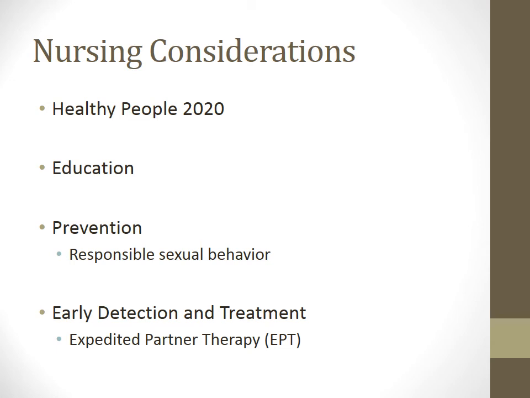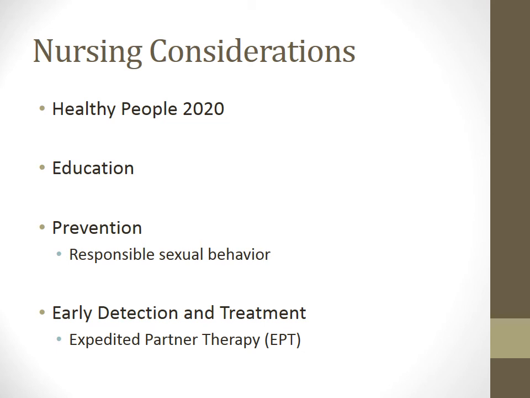Abstinence, of course, is the only 100% surefire way of ensuring that you will not get a sexually transmitted disease. However, we as nurses need to be realistic in the fact that we need to just focus more on responsible sexual behavior. We need to help them work on reducing the number of sexual partners they have, getting tested prior to entering a sexual relationship, the importance of using condoms, the importance of using other contraception, because sexually transmitted diseases are not the only thing that can occur from a sexual relationship. Pregnancy can also occur.